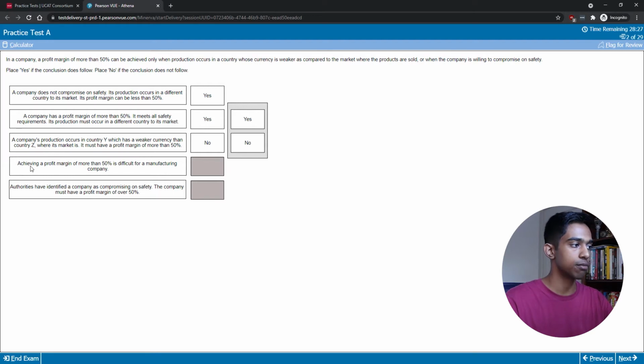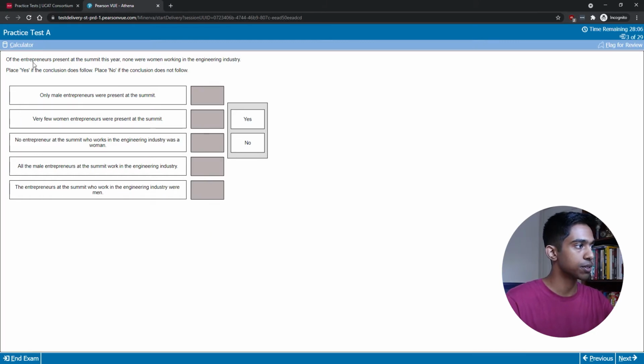Achieving a profit margin of more than 50% is difficult for a manufacturing company. There's nothing about difficulty, so theoretically this could be easy to do. Authorities have identified a company as compromising on safety, so it must have a profit margin above 50%. No, that's also not true because of that can keyword. Okay.